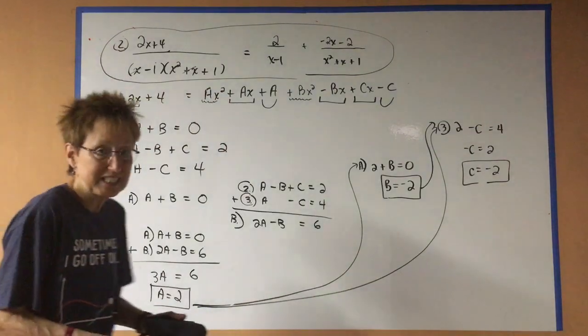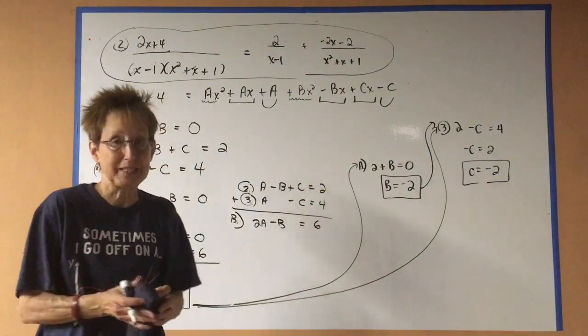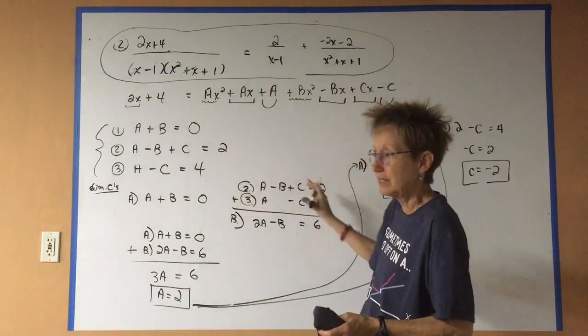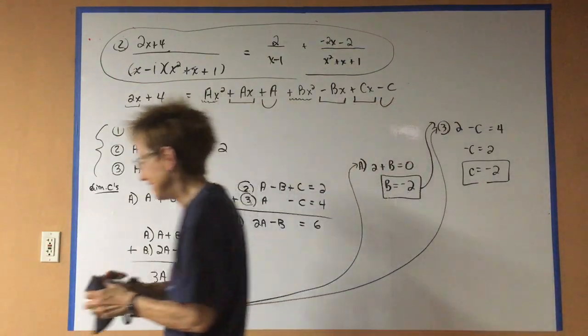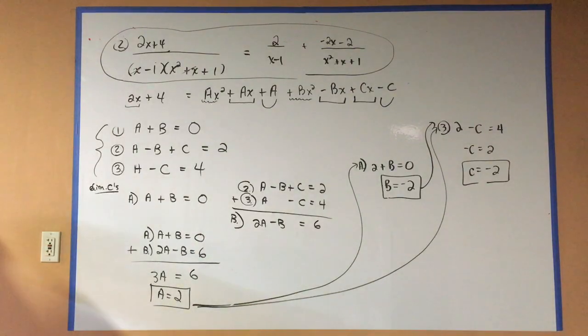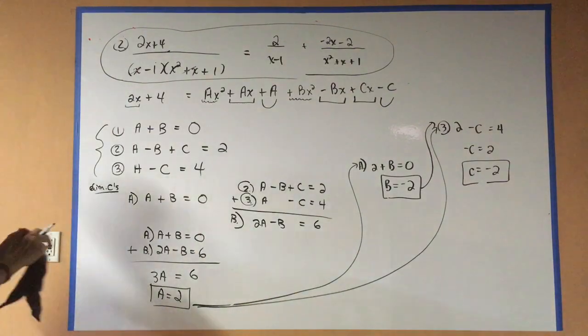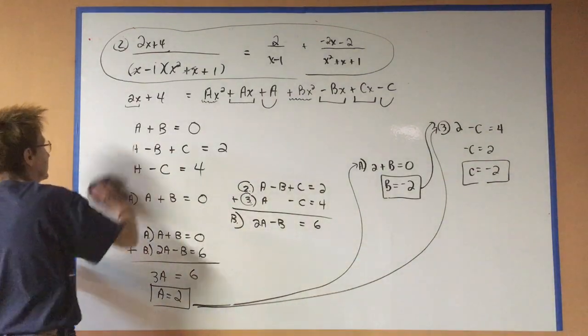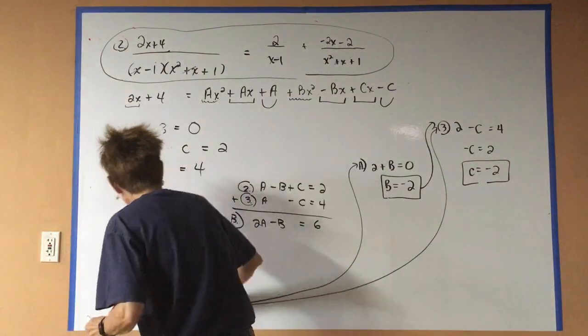So partial fraction decomposition. That one was a little more complicated, but we managed to get through it. We had 3 equations and 3 unknowns, and we had to deal with that, get a little more practice. And we managed to get this thing split apart. So let's go do number 3, see what it looks like.